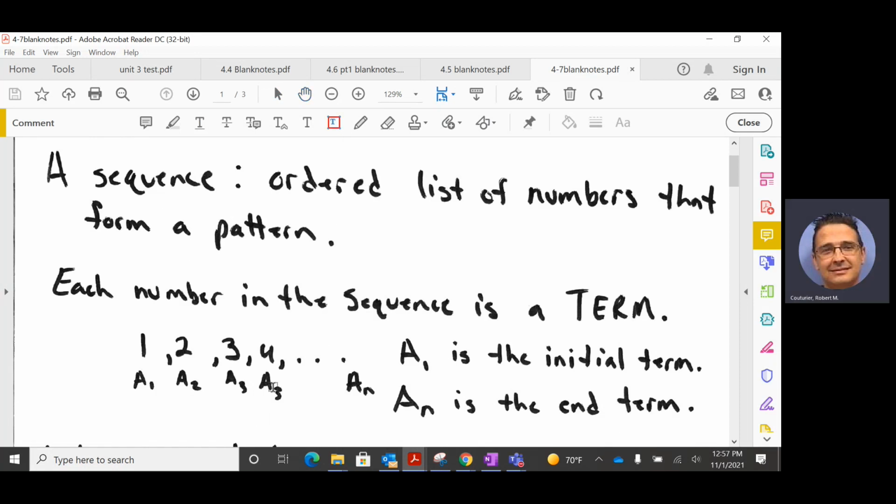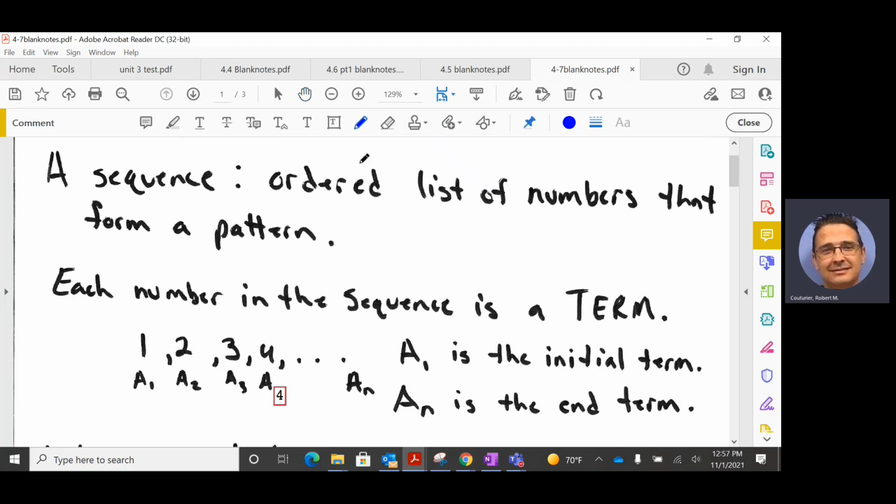Let me see if I fix that. Sorry, there we go. Let's make that 4. A sub 4. Dot, dot, dot, to an unknown amount. Who knows where we're going to? A sub n. N is the unknown term. We're always going to be trying to find that nth term, the unknown term.